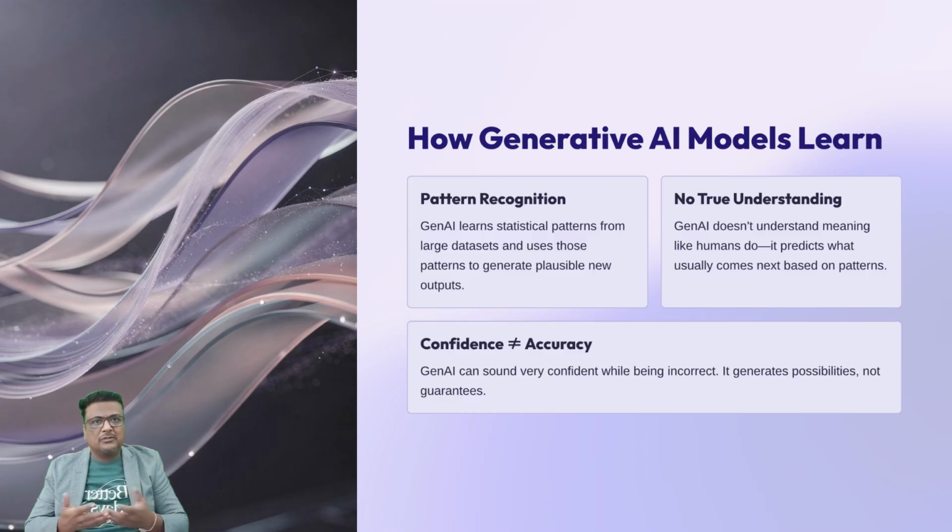Let me share a light story. One manager once said to me, "This AI sounds so confident, it must be correct." I smiled and said, "Confidence is not accuracy. Gen AI is very good at sounding right, but it still needs human judgment." That's a key point for CPMAI. Gen AI generates possibilities, not guarantees.